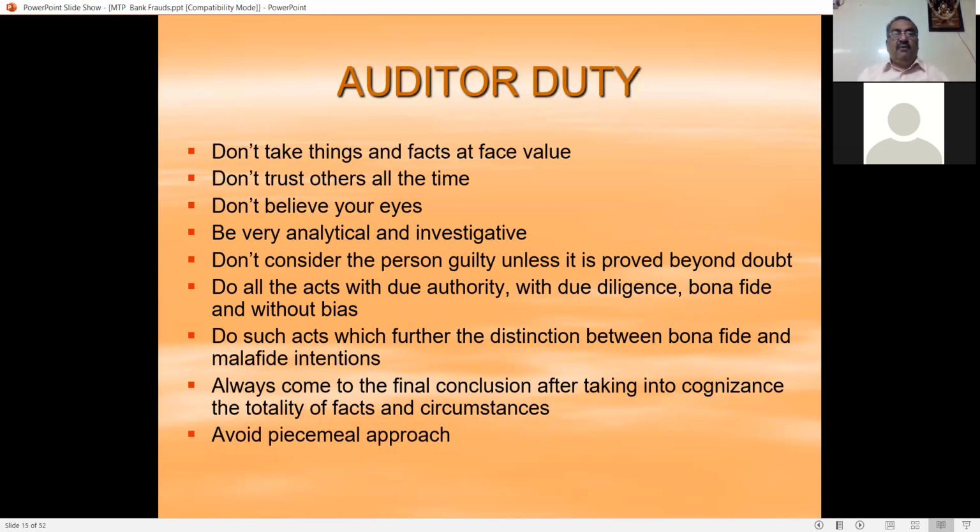Next one is avoid piecemeal approach. Today I want to see 7 pages, tomorrow I want to see 8 pages. No. When you want to verify and when you find that there is a fraudulent transaction, you have to do it at a stretch and not in a piecemeal manner.